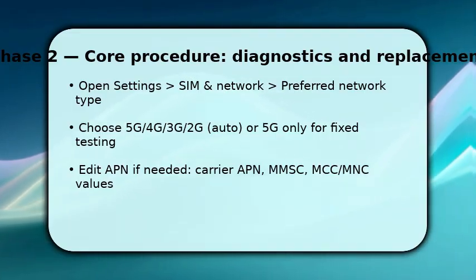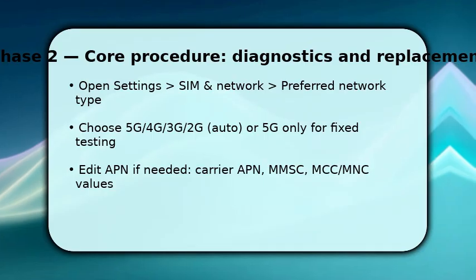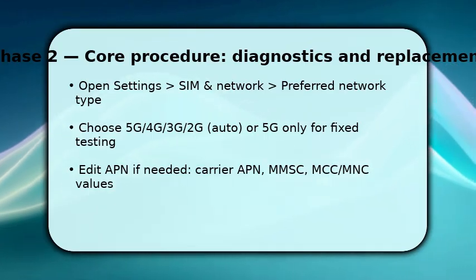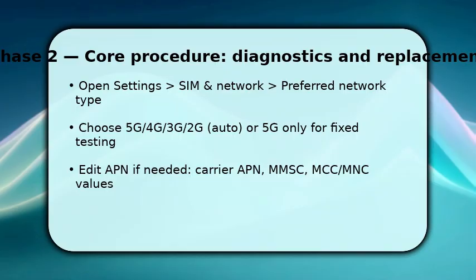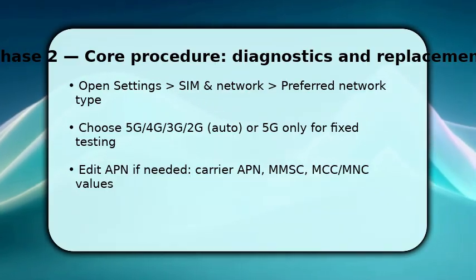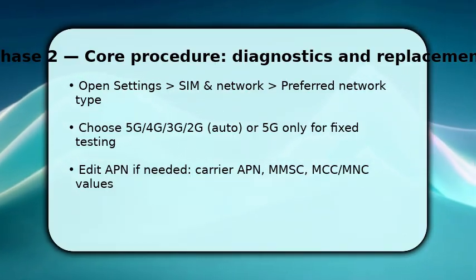Pick 5G/4G/3G/2G auto for everyday use or 5G only for testing coverage. Make sure the correct SIM slot is set as primary for data when dual SIM is present.